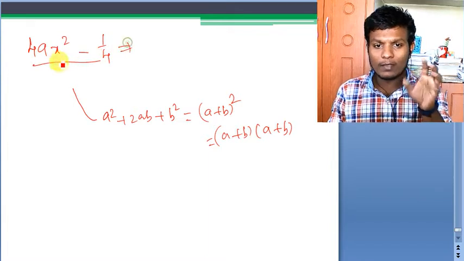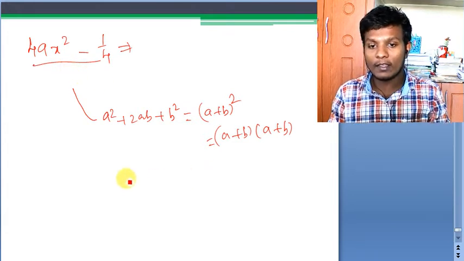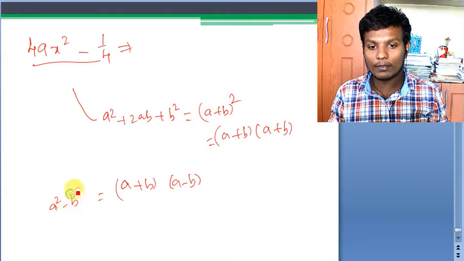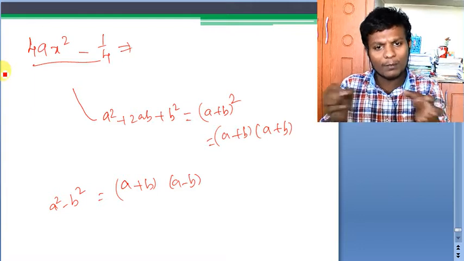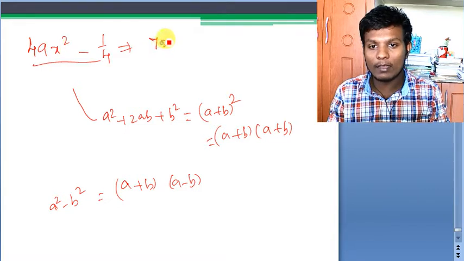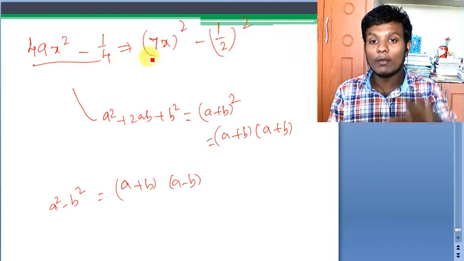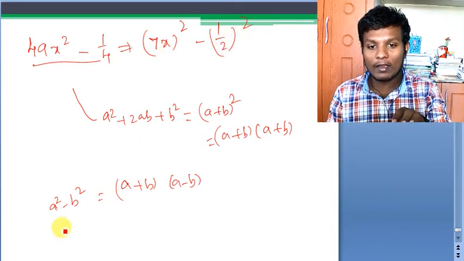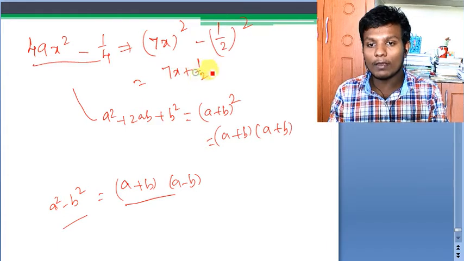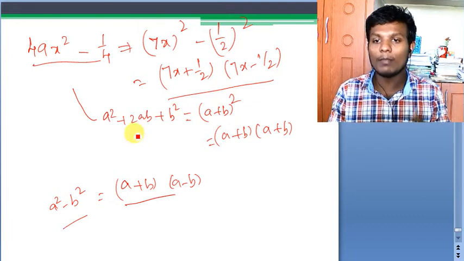See, there are two terms. In which identity do we have only two terms? In the expansion we have one identity: a plus b into a minus b is equal to a square minus b square. But can I see a square and b square there? It is invisibly there. How? This 49x square is 7x whole square, minus this 1 by 4, which is nothing but 1 by 2 whole square. Now it becomes a square minus b square, and I can write a square minus b square as a plus b into a minus b. So the answer is 7x plus 1 by 2 into 7x minus 1 by 2. So we can use them in factorization also.